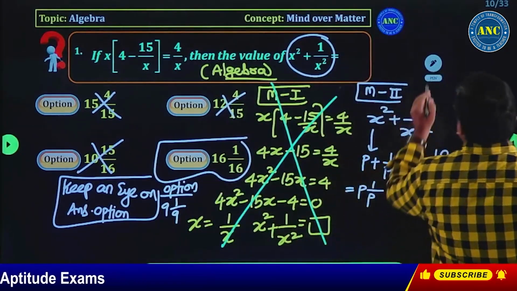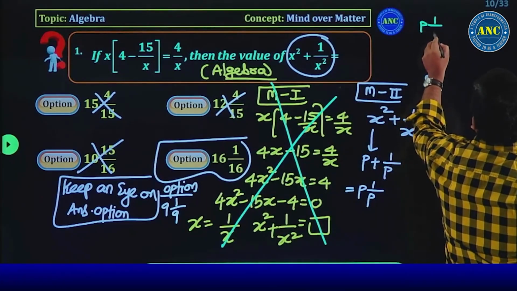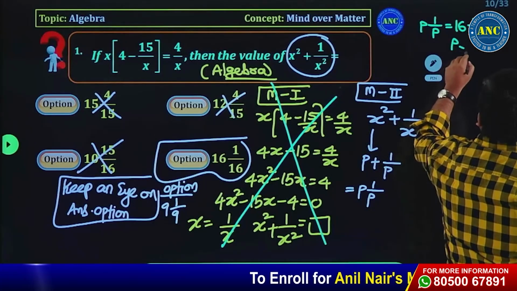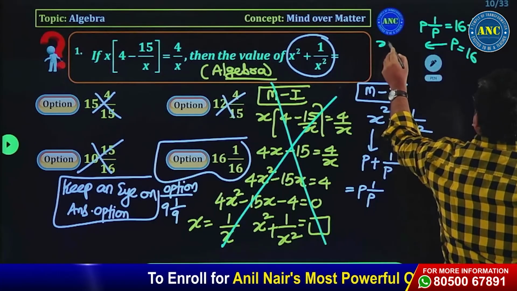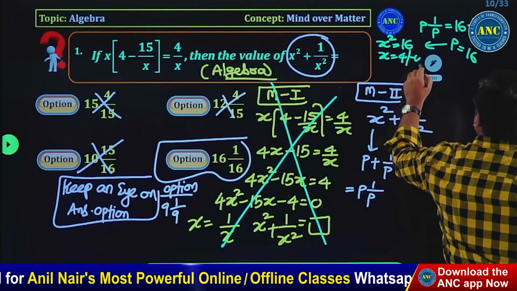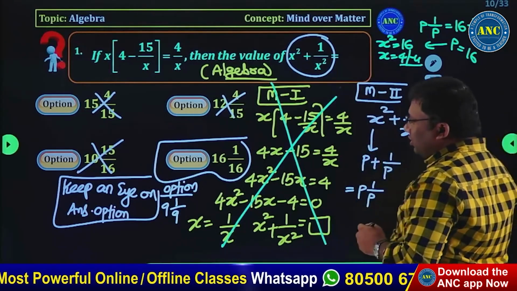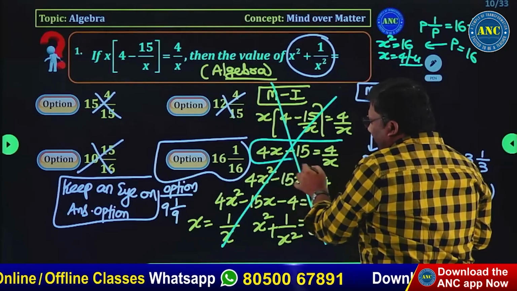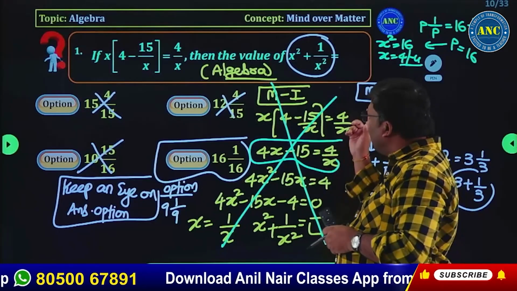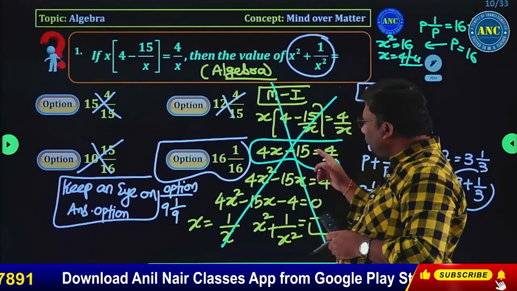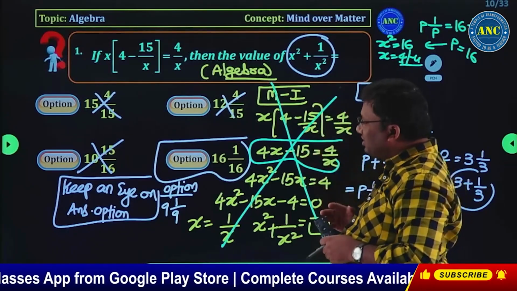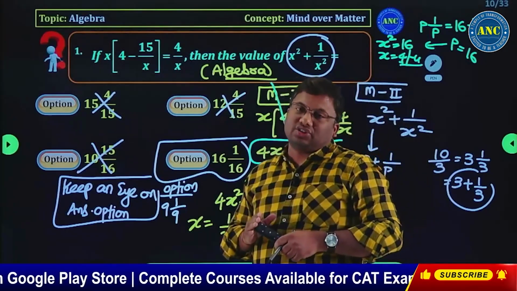You use the bottom up approach. p 1 by p is 16 1 by 16. That means p is 16. What is 16? x square is 16. x will be 4 or minus 4. Check whether the left hand side is equal to the right hand side. Let me put 4 here. 4 into 4 is 16, 16 minus 15 is 1, and 4 by 4 is 1. Let me put minus 4 here. Is it satisfying this equation? Yes. The value of x satisfies this equation. So the answer for this question is 16 1 by 16.